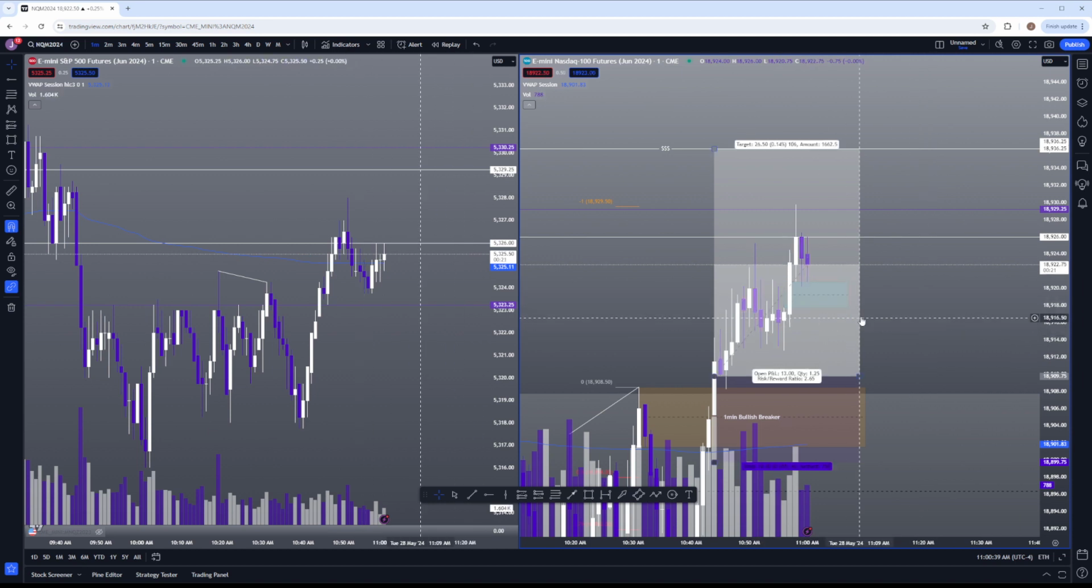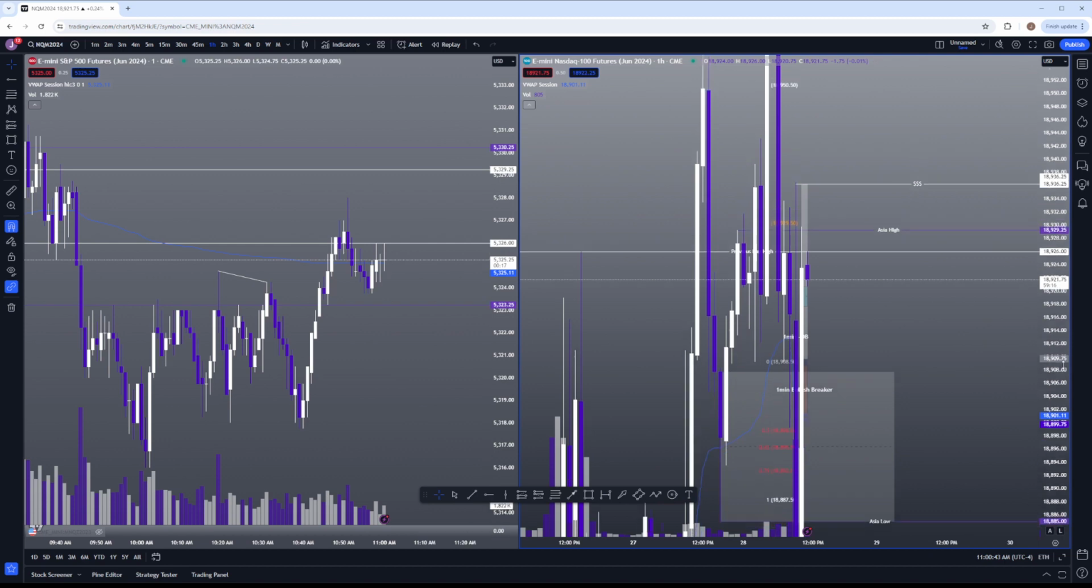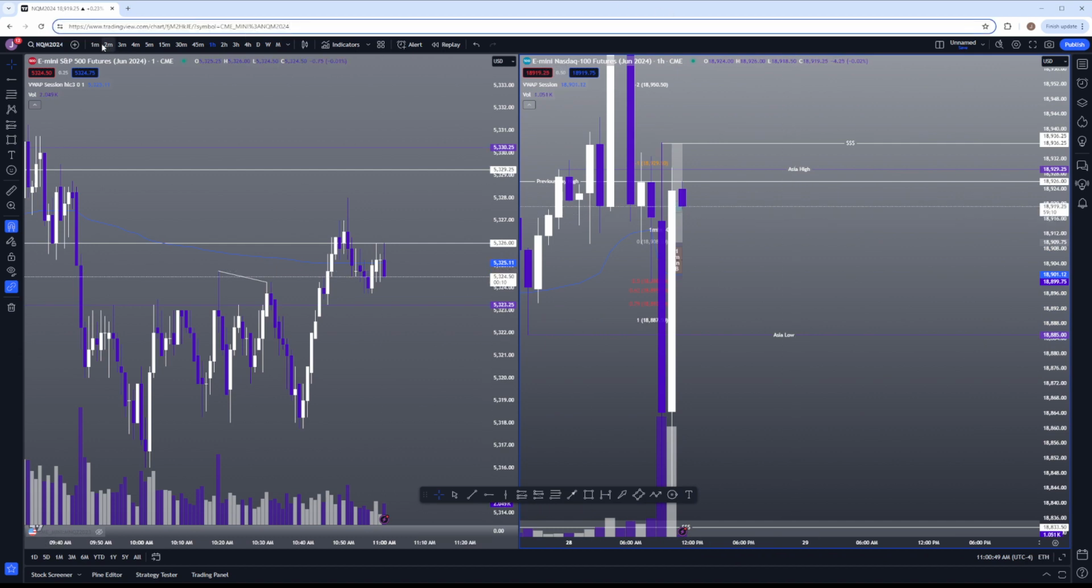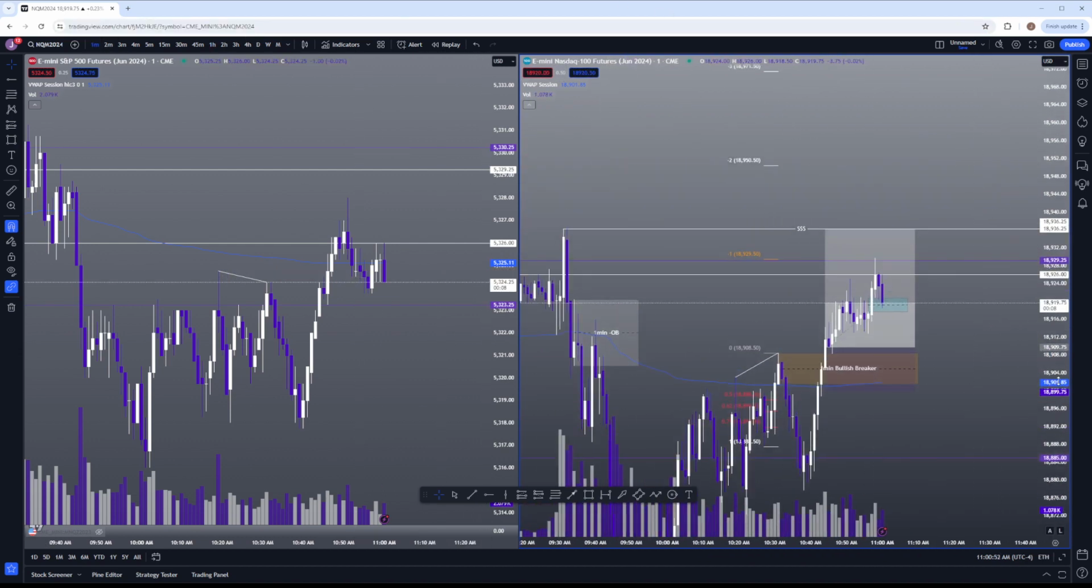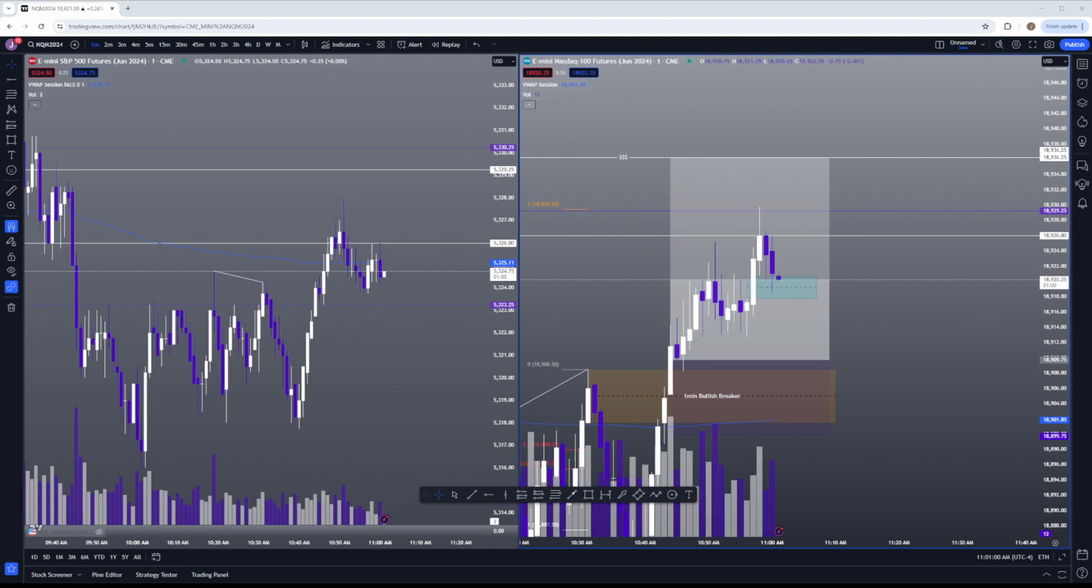See if we can get that reaction off this 1 minute here. Look how our hourly completely displaced that breaker block. Let's look at what the VIX is doing. VIX is still dropping right now. DXY is dropping. That's a good sign.